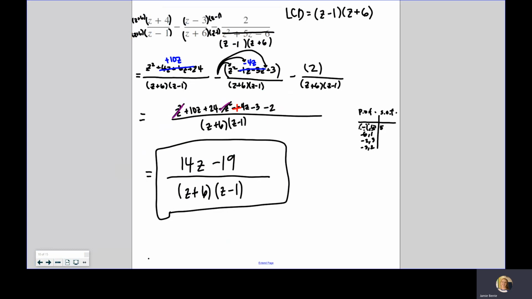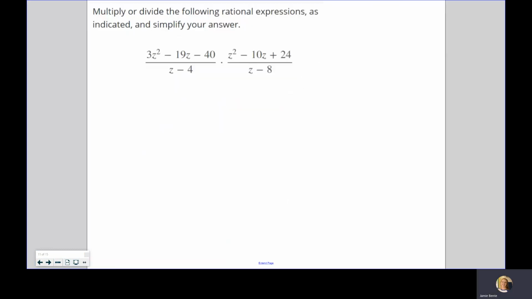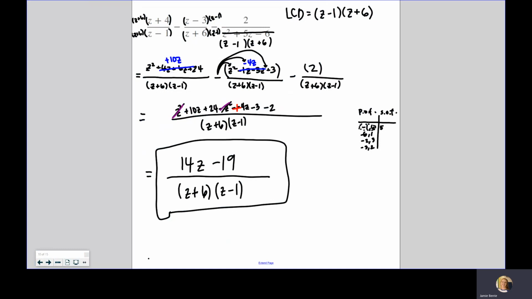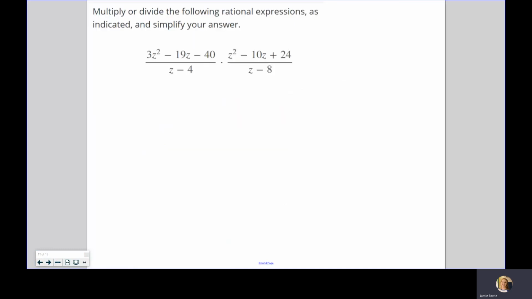All right, let's look at a multiplication problem. So we did some subtracting. Adding is much easier. You don't have to worry about distributing the negative. But also with adding, you do have to have a common denominator. So just don't forget that. If you're adding two fractions, you have to have a common denominator. If you're subtracting two fractions, you have to have a common denominator. Now, if you are multiplying two fractions, you do not have to worry about a common denominator. So let's write a little note there.